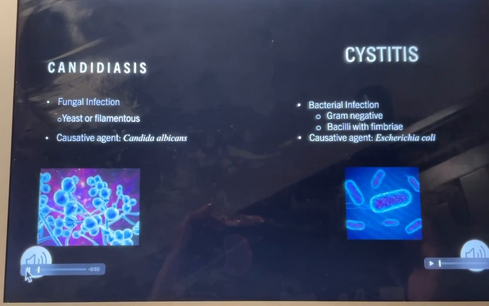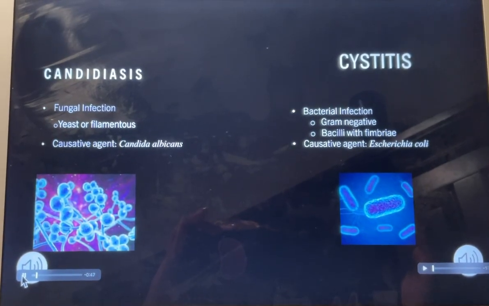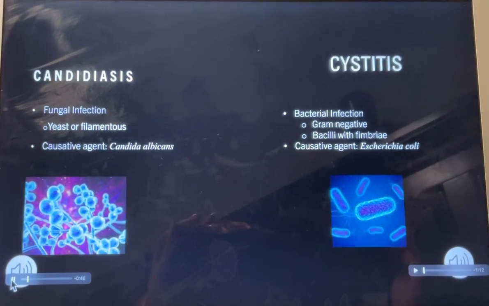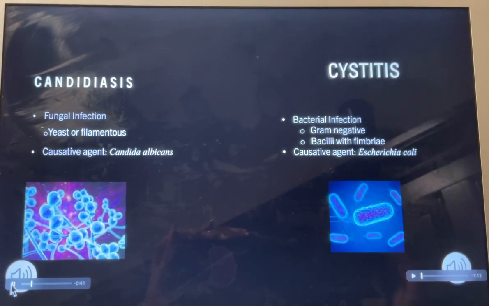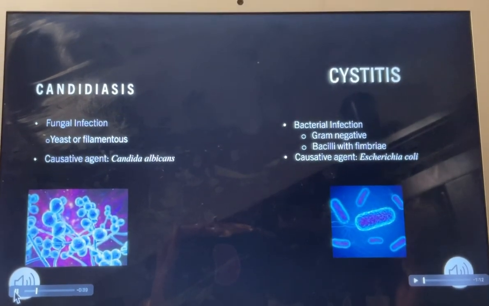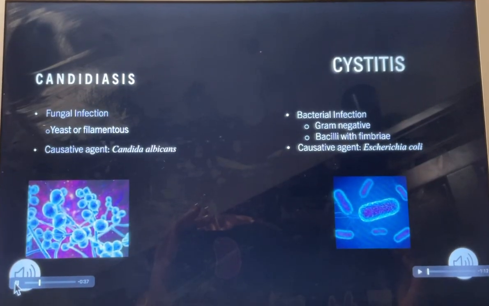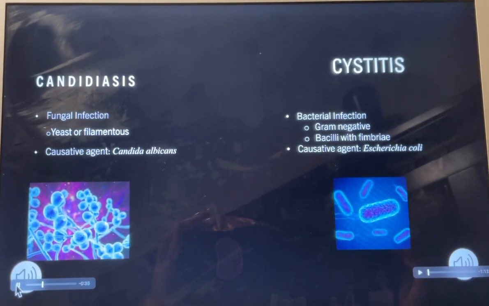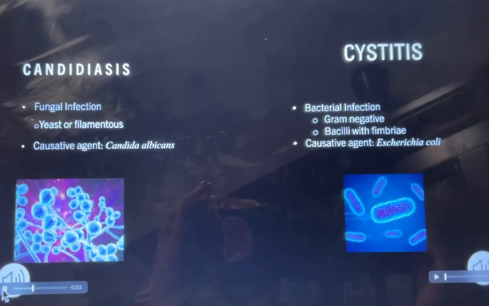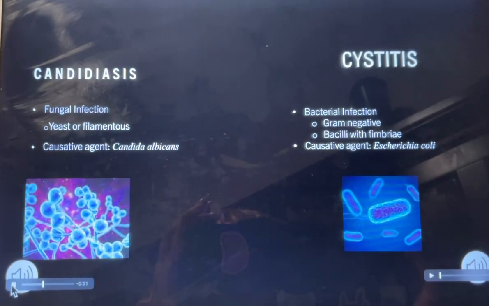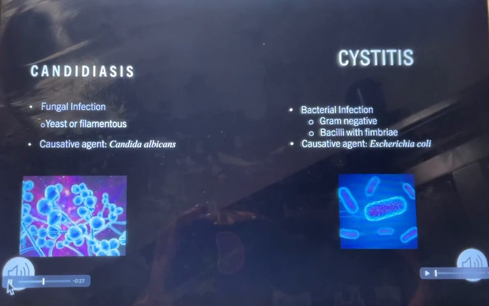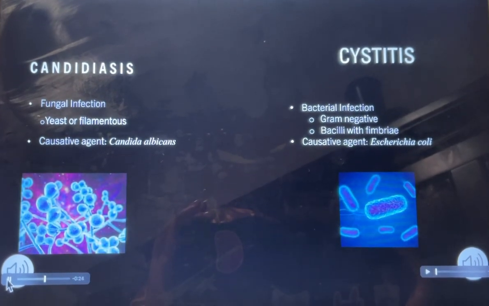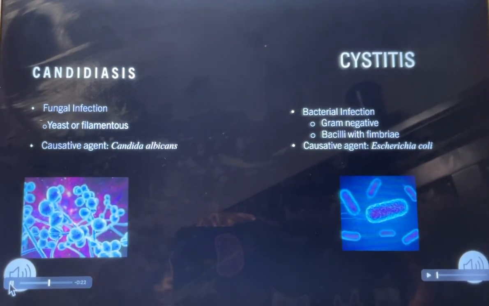Candidiasis is a fungal infection caused by the causative agent Candida albicans. Candida species can grow into two different forms, yeast or filamentous. Yeast are single-cell, oval-shaped, and they reproduce by budding. Filamentous forms are made of long, connected cells. There are two types of filamentous forms, which are pseudohyphae and hyphae.